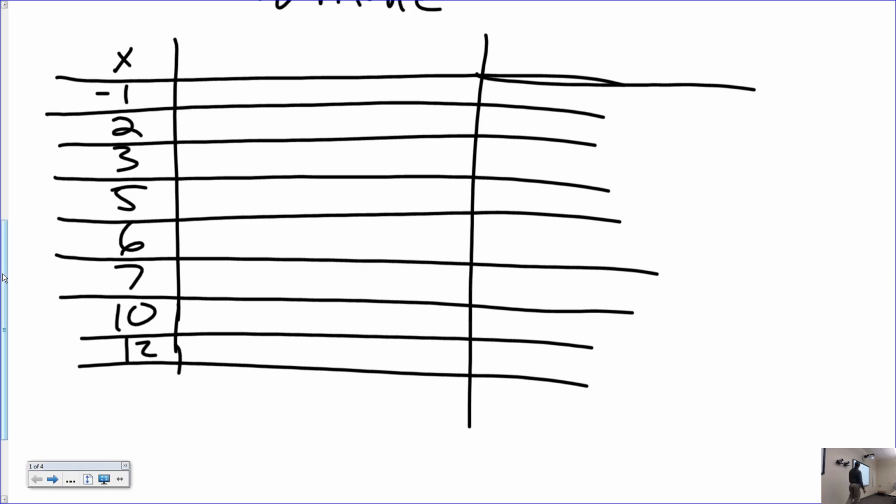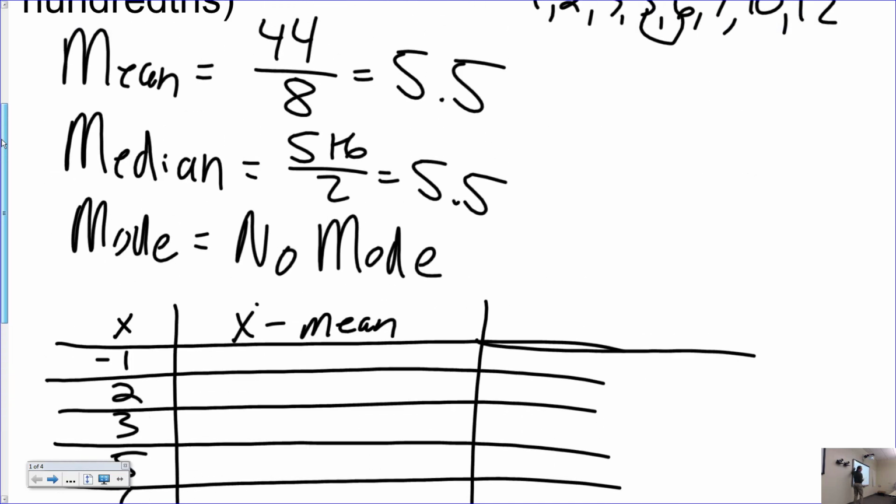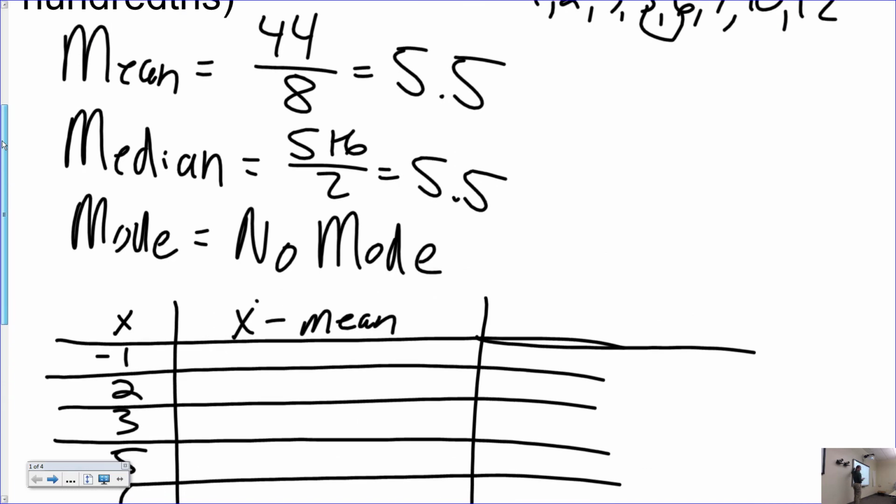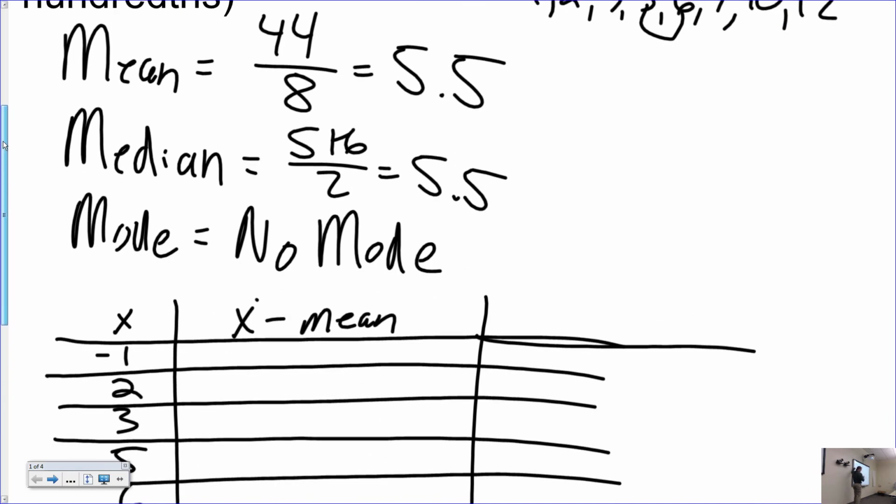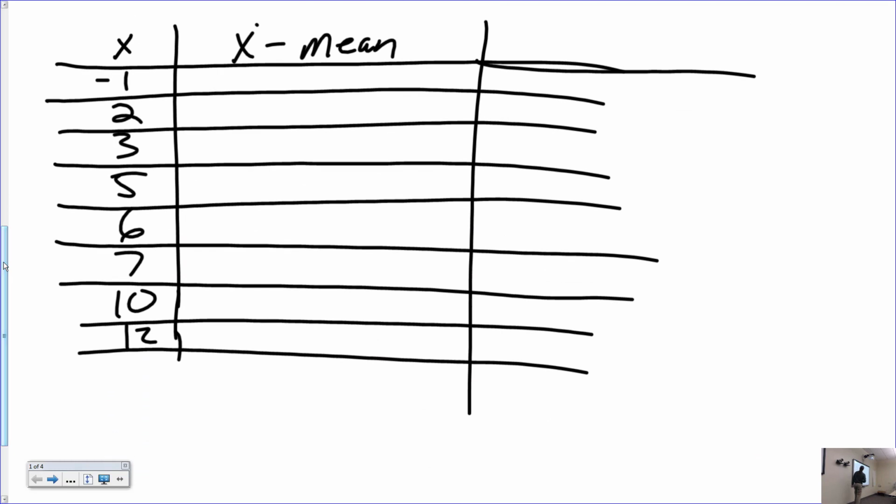All right. Now, what's the next column? X minus mean. Right. X minus the mean. Please note, folks, you want to subtract the mean, not the median. Now, in this particular case, it didn't make a difference since the mean and the median were the same. But please note that it's only the mean, right?